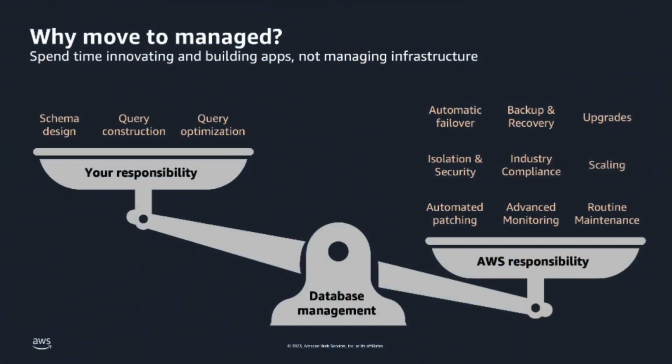This picture is to illustrate the burden of managing databases. We can look more closely at the various database administration tasks required to keep a database up and running. With Amazon RDS, it removes the burden by managing a number of these tasks, including automatic failover, backup and recovery, database upgrades, isolation and security, industry compliance, scaling, automated patching, advanced monitoring, and routine maintenance, to name a few. It leaves you only with the tasks that matter most to your application, such as schema design, query construction, and query optimization.